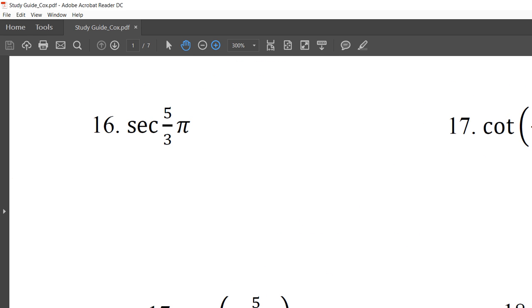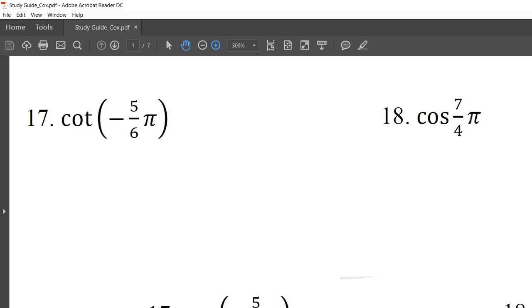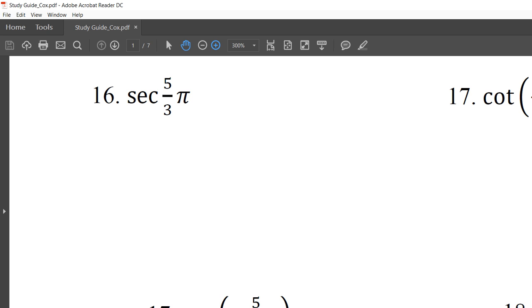Likewise, number 16 is secant and cosine, and you can do those on your own. So I'm going to stop my video here. That was page 1 of your study guide, only on the evens. Please let me know if you have any other questions.